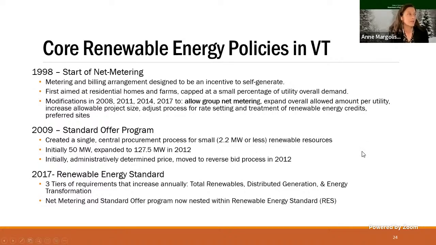We also have the Standard Offer Program, which started in 2009. Essentially, that was designed to procure a variety of different technology types, but of a larger scale than we were seeing allowed under net metering. The cap for the size of each of those plants is 2.2 megawatts. So you'll often see plants coming in at 2.2 megawatts, or many 2.2 megawatt plants in that program. There was initially a 50 megawatt tranche, and there were rates that were set in statute. And then that program was expanded to 127.5 megawatts.